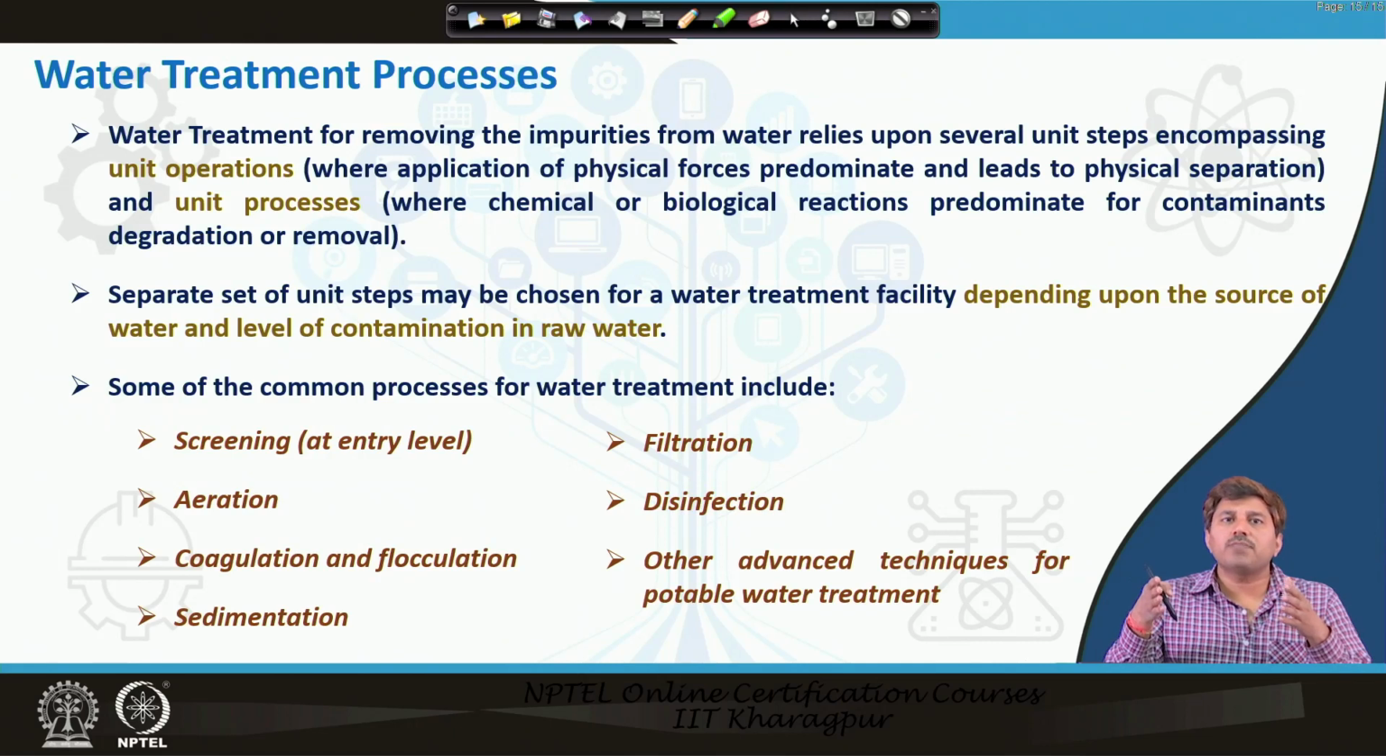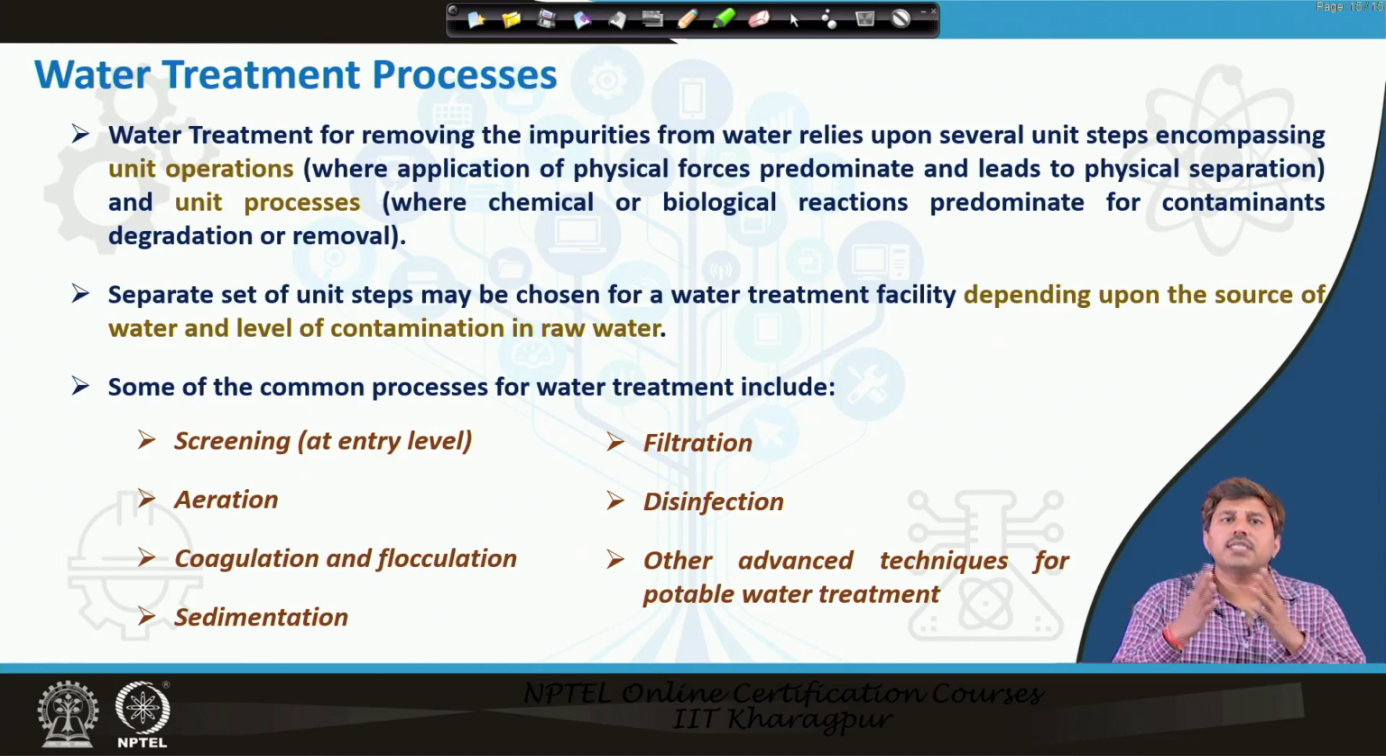Now, these combinations may have two types of units: unit operations and unit processes. Unit operations basically rely on physical separation, where physical forces are predominant, like in the step of settling. You have large particles, or particles of specific gravity greater than 1, which means density greater than water, so they will settle in the water. We have to allow them some time, and by their gravity, or by their physical weight itself, they will settle down in the water.